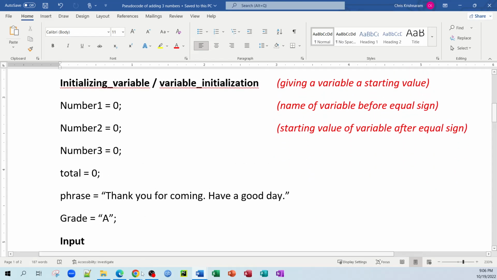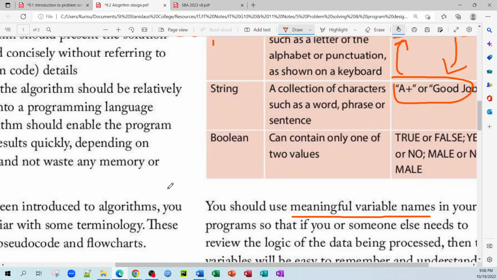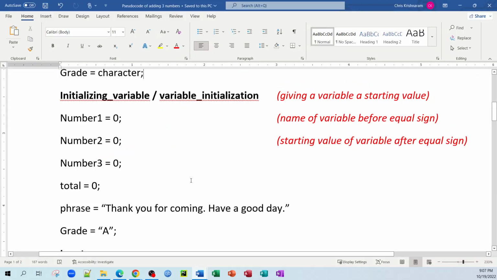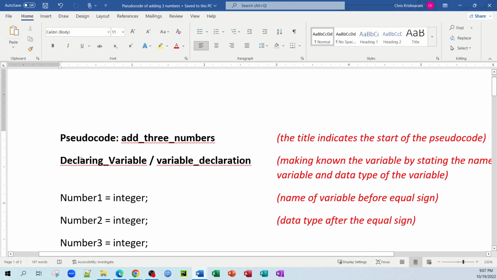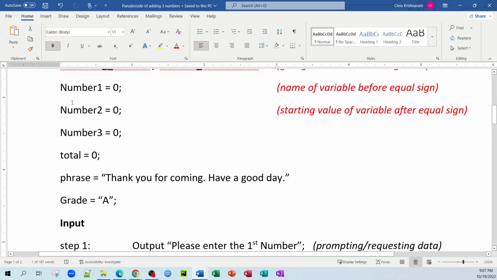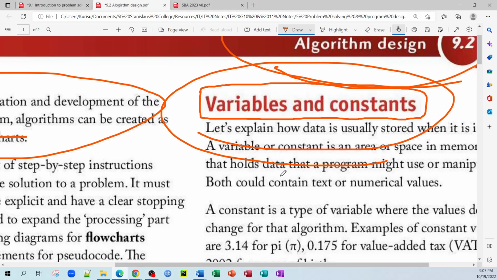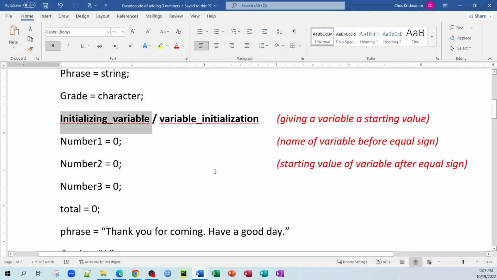Now here's a question. Let me see if anybody can figure it out. We would have learned that we have to use a variable and a constant to store data. And if you notice, this literally says declaring a variable, initializing a variable. Now the question is, how do we create a constant?